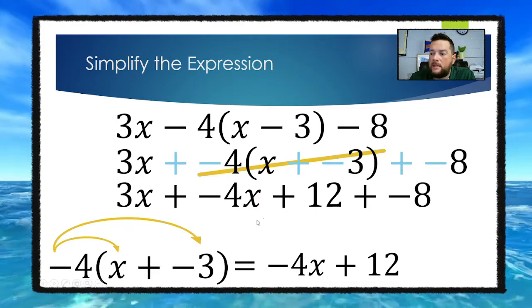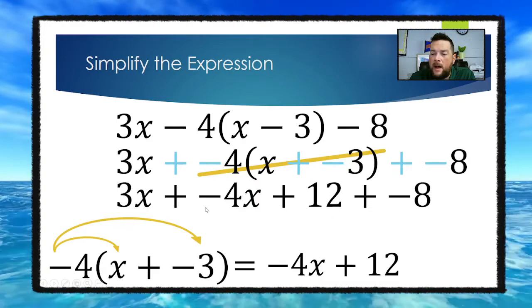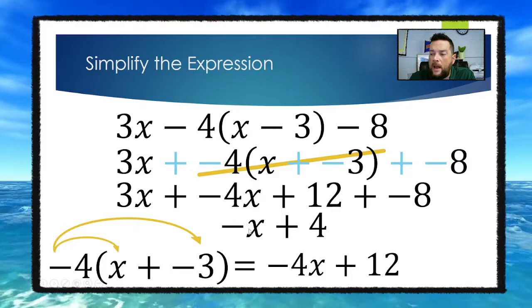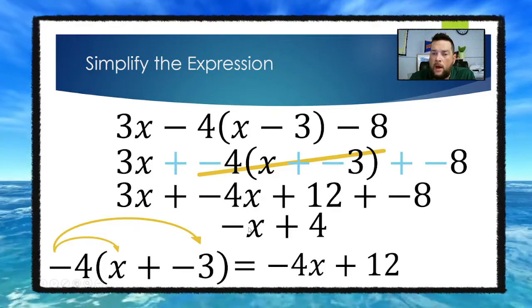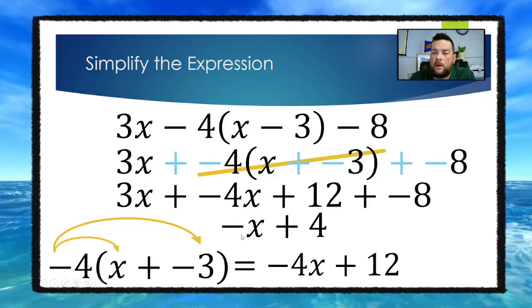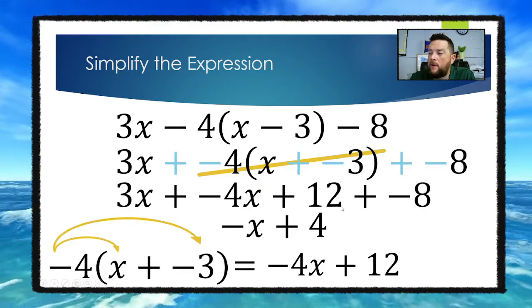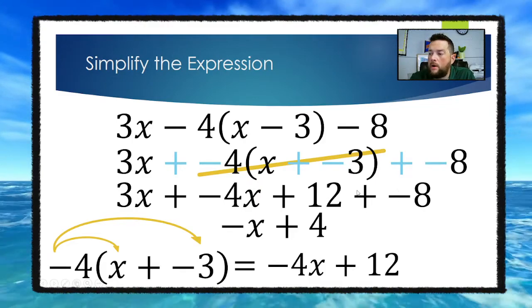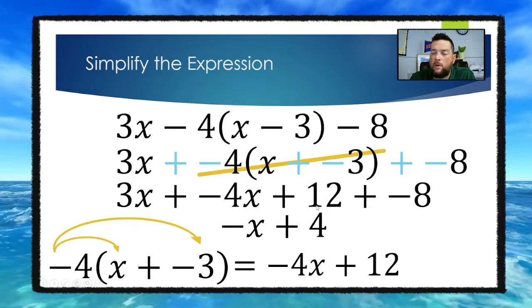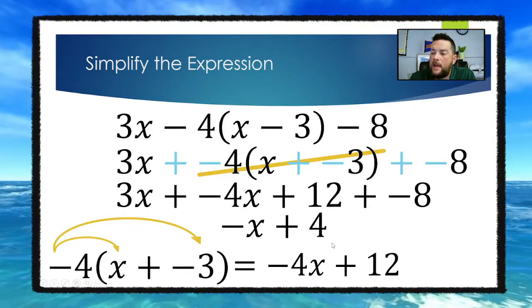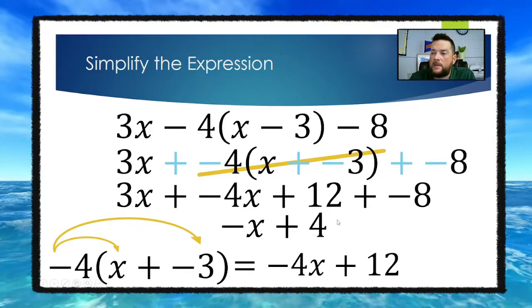Now then, we can add these together. Negative 4 plus positive 3, that's a negative 1x. And if it's a negative 1, that 1 is invisible in front of the variable. All right? And then you've got 12 plus negative 8. The difference is 4, and positive wins. So our final answer is negative x plus 4.